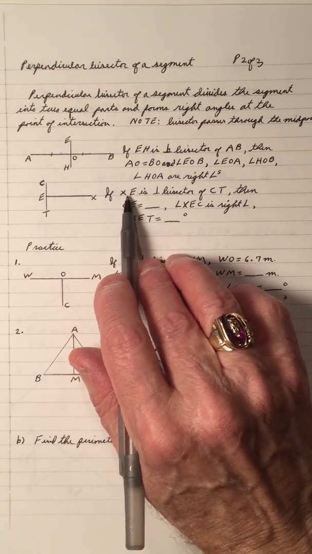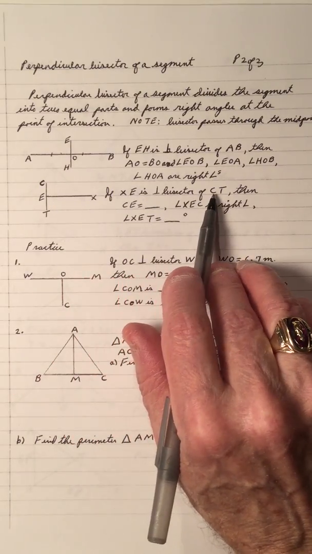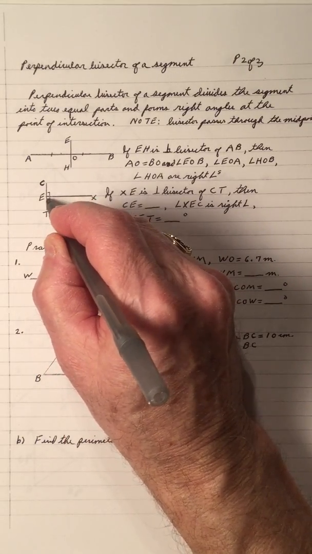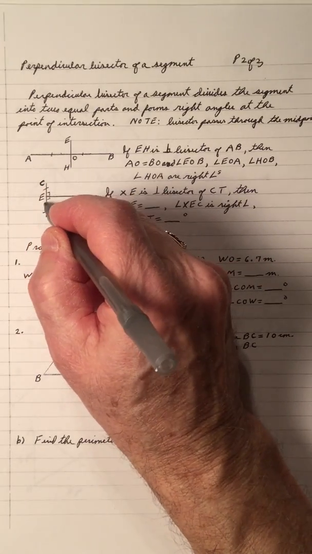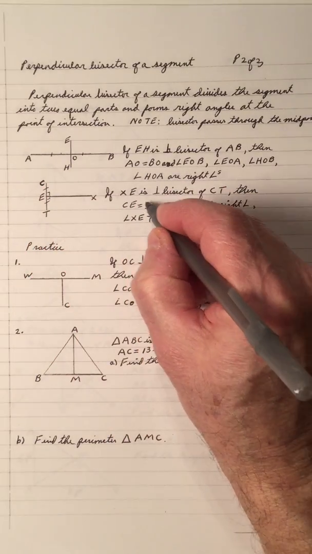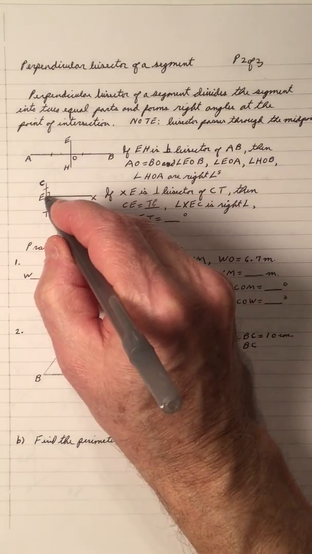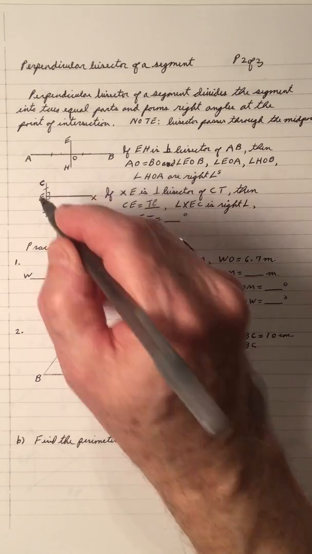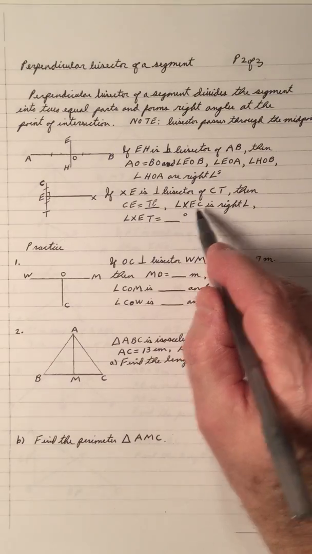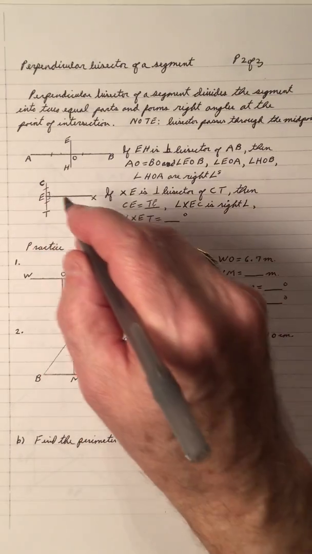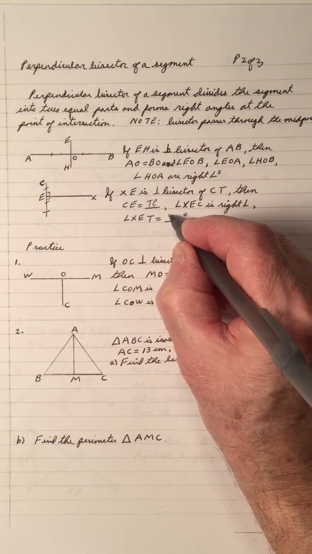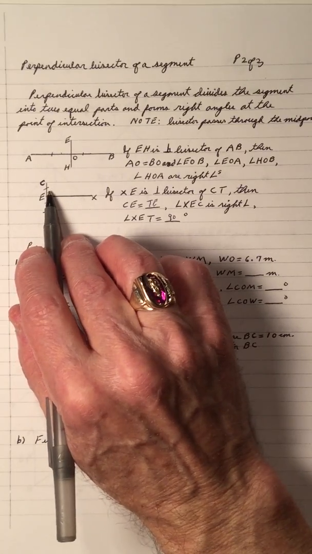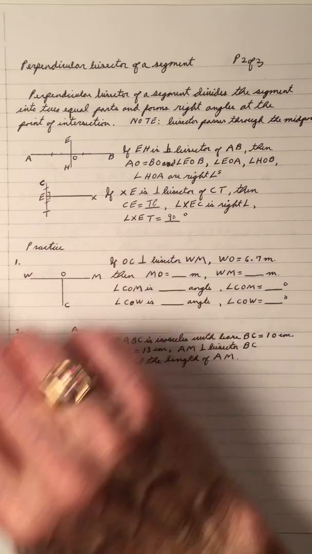And in this diagram, if XE is the perpendicular bisector of CT, so perpendicular bisector forms right angles here, and a bisector has two equal parts. So CE equals TE. Remember that a perpendicular bisector passes through the midpoint, so those two segments are equal. And that means that angle XEC is a right angle, and XET is 90 degrees. I could have said that angle XET is a right angle. Two of them are right angles. They're 90 degrees here and right here.